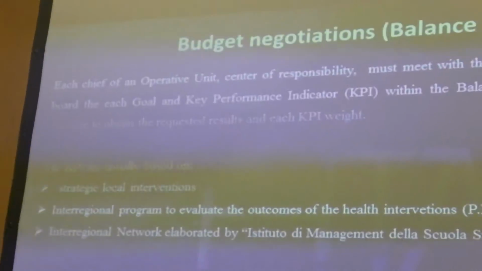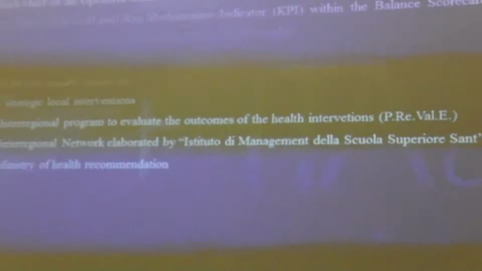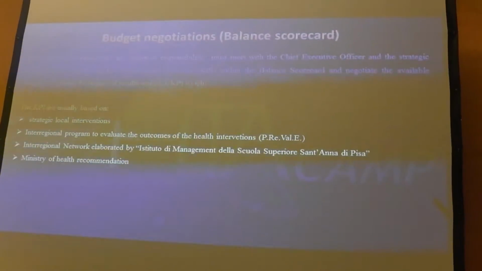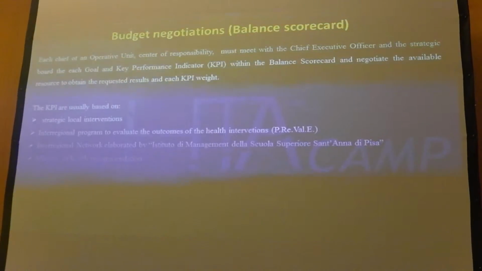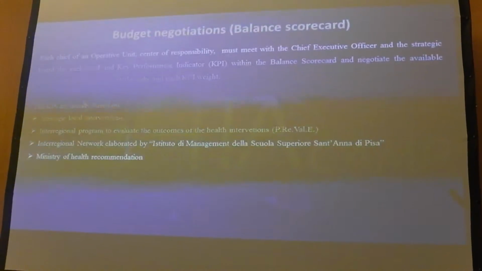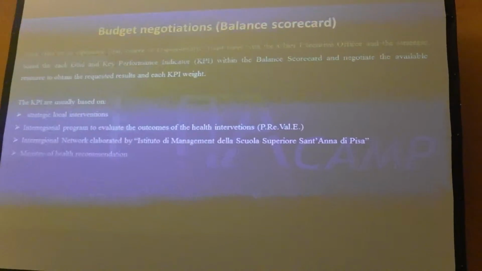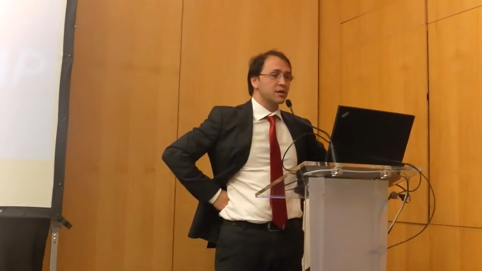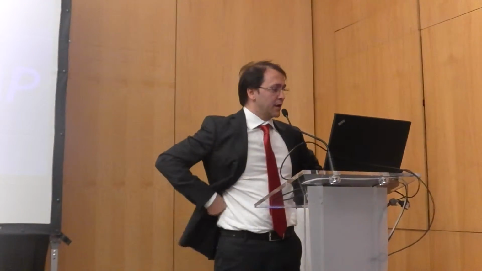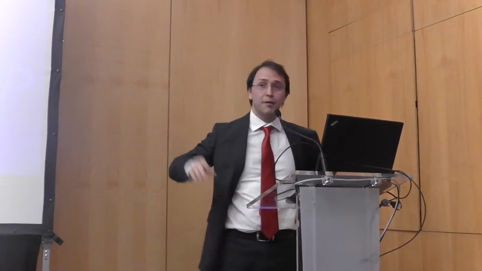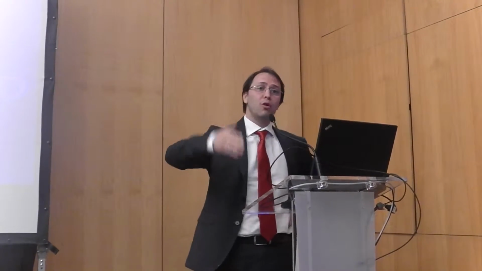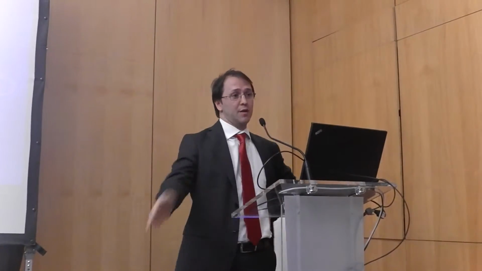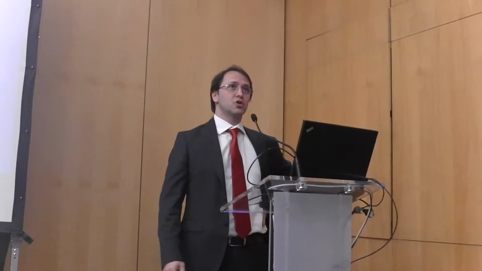So, where did we get the KPI to measure it? We take the strategic local interventions. Of course, if we are developing a plan or we want a project from a chief of our operating unit, we ask for a project. And of course, it's a local area activity. Then we take the international program to evaluate outcomes, and it's called Prevale, but there are also other ones, like the international network collaborated made in FISA, where we monitor all the regional activities and province level activities with outcomes. And they are all published usually the year after.